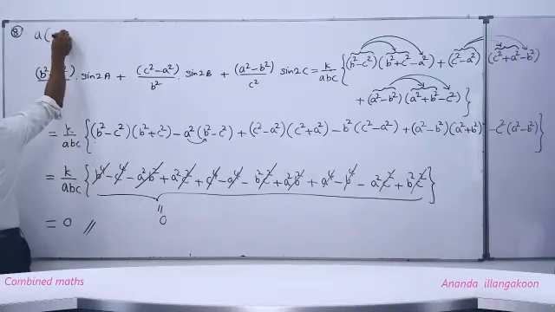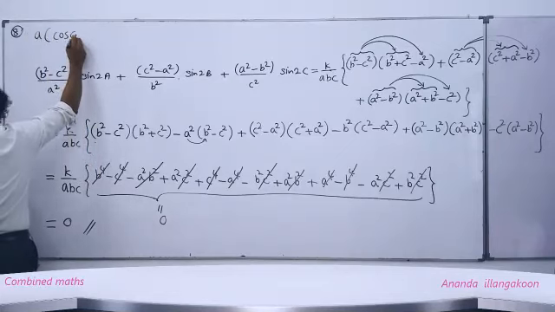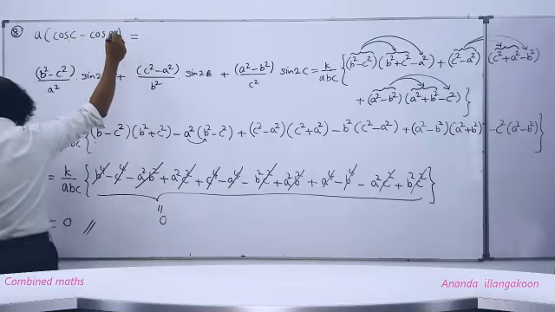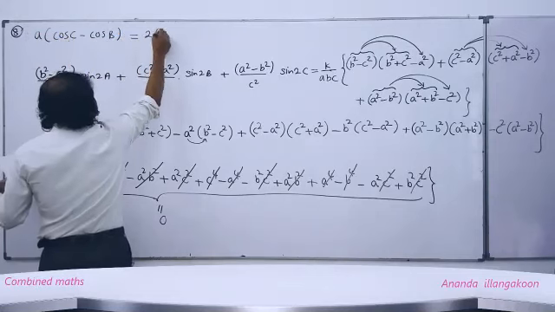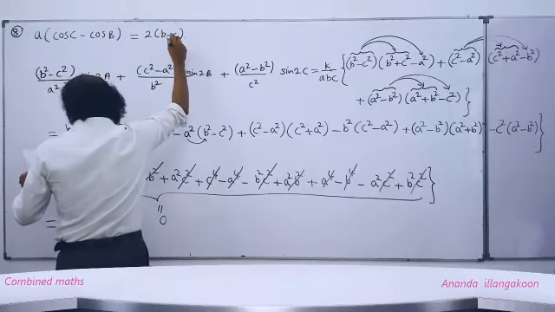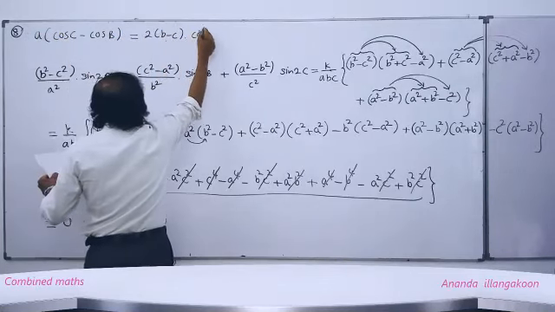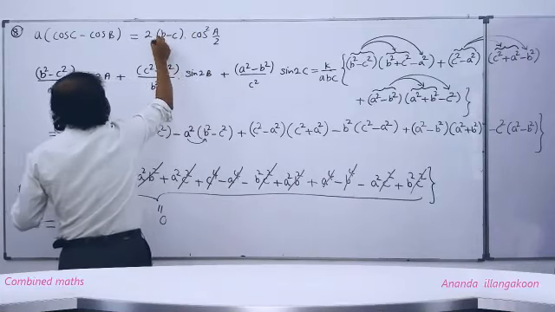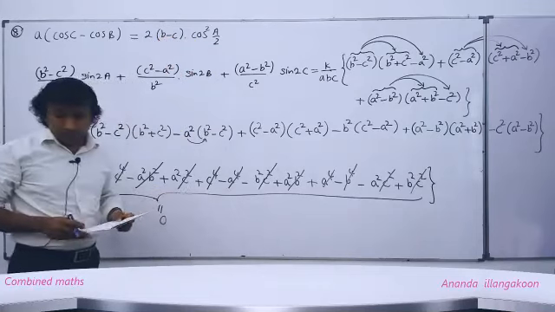Yeah, number 8, when I consider, we are doing this way. A times (cos C minus cos B) equals 2 times (B minus C) cos squared (A by 2). This is what we need to prove.